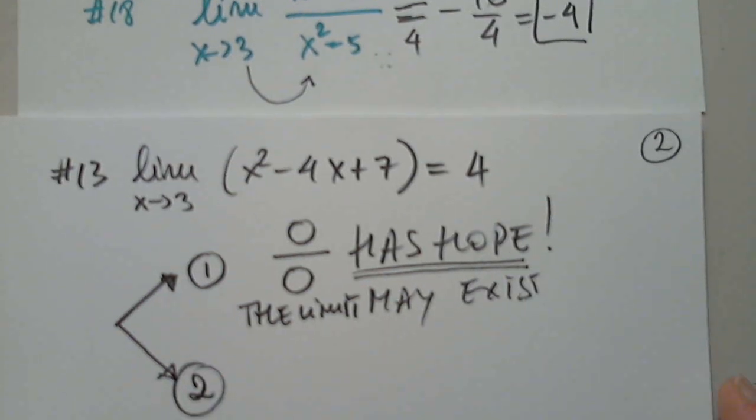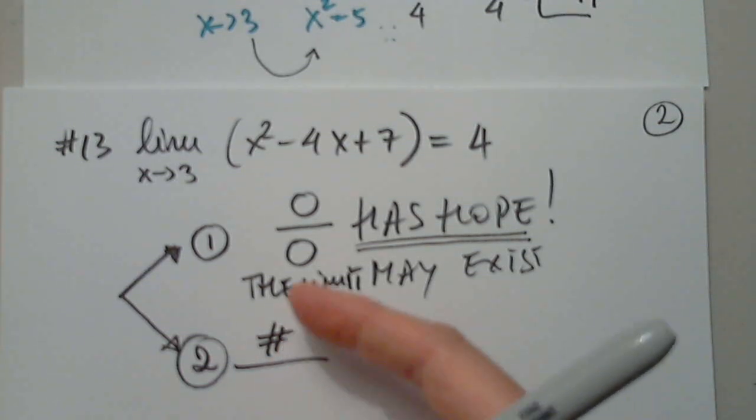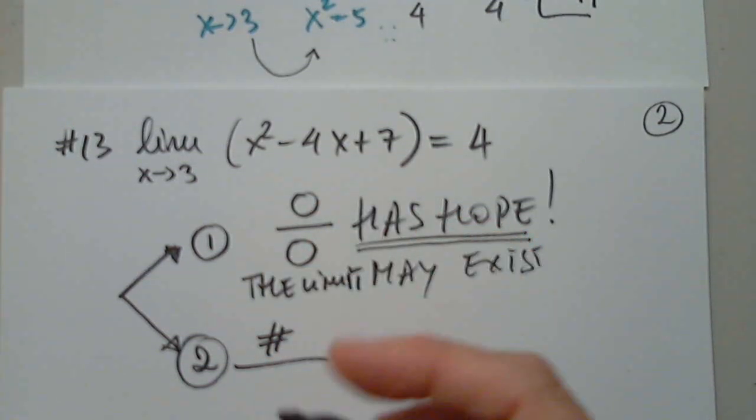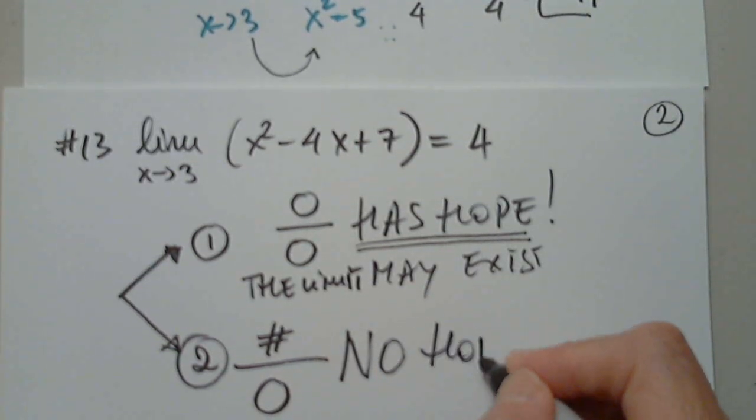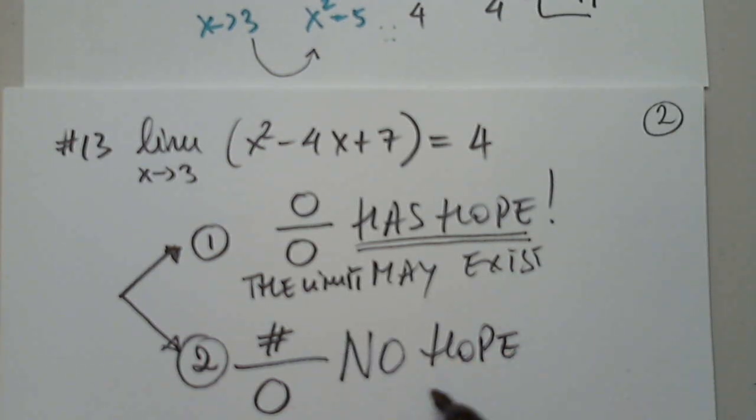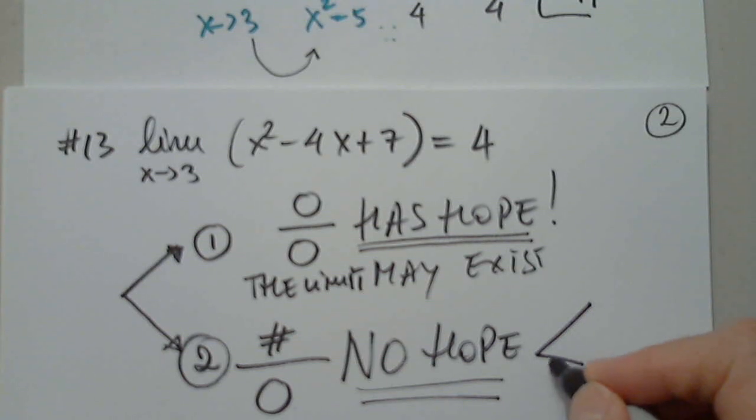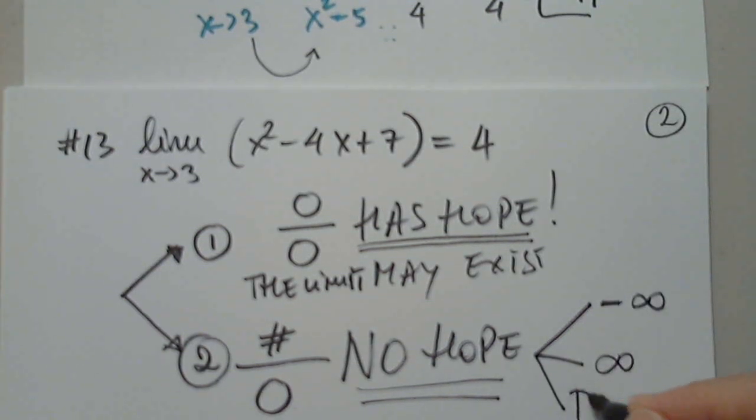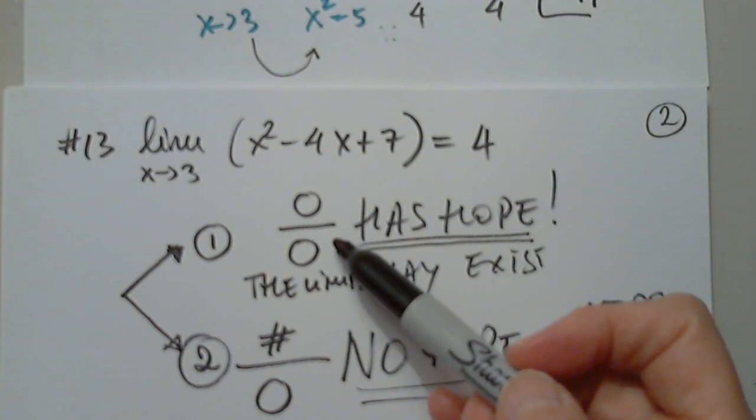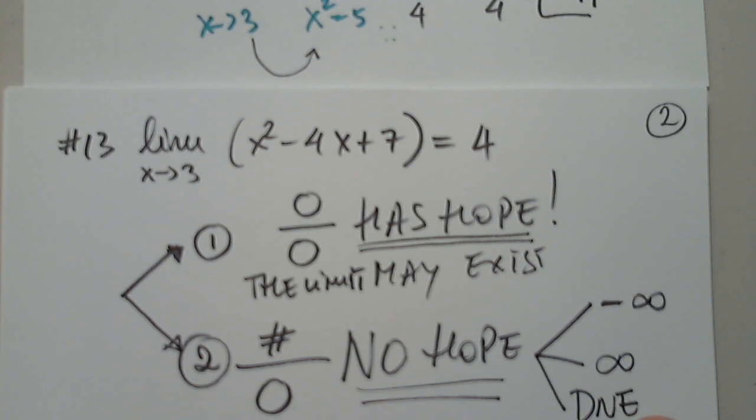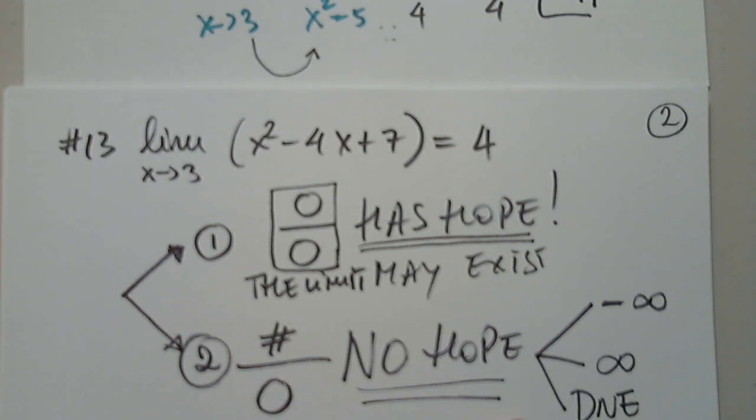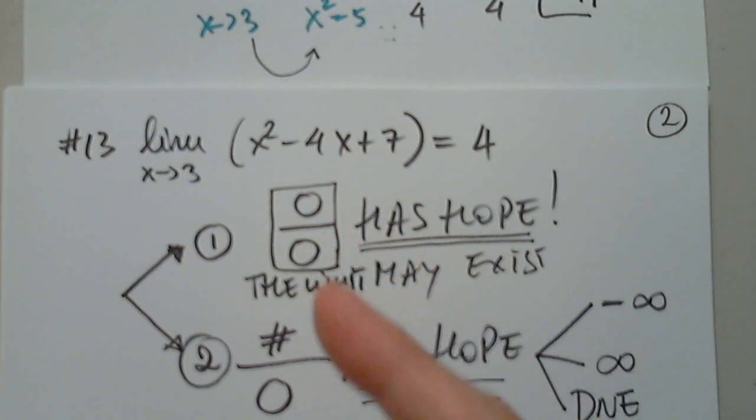Because for the second option, which is any number not 0, because 0 over 0 is already a case by itself, this has no hope. Any number divided by 0 has no hope. And what are the options? There are 3 options for no hope: negative infinity, infinity, or DNE. Here, the answer may still be one of these. But this has potential. This one is dead in the water, like a fish on the table. This is not going to happen. Never. This one has hope, no guarantee. So let's analyze situations like this and then situations like this.